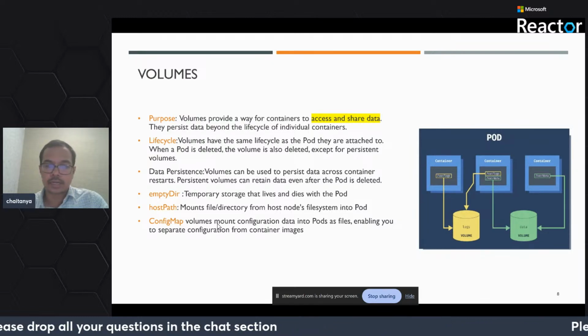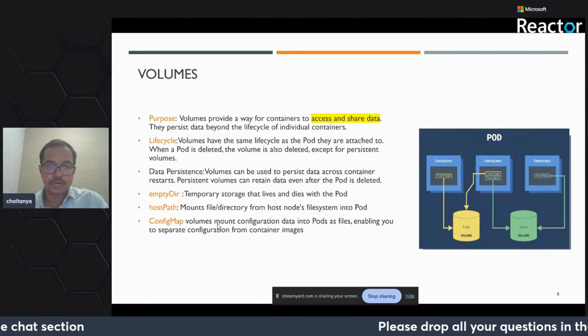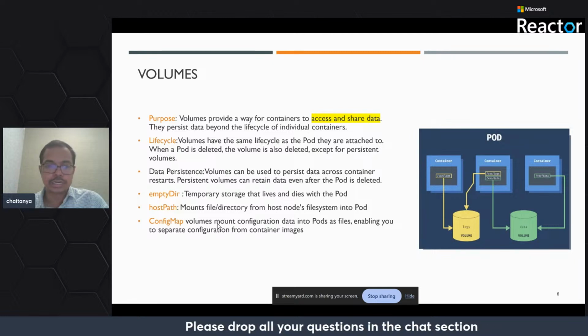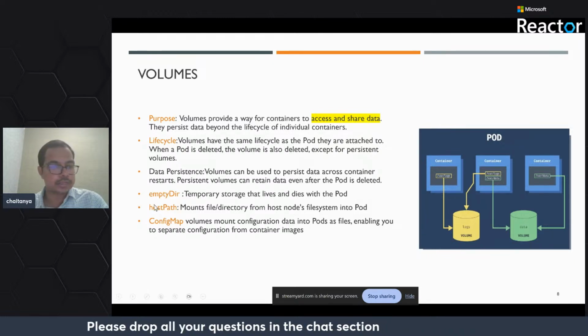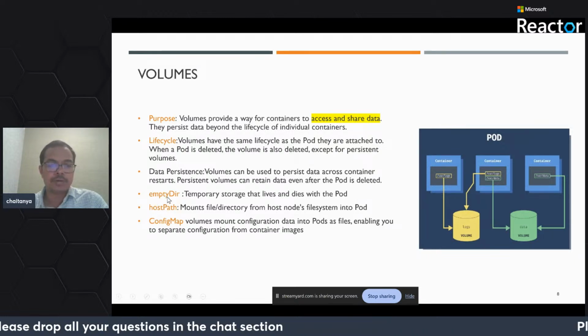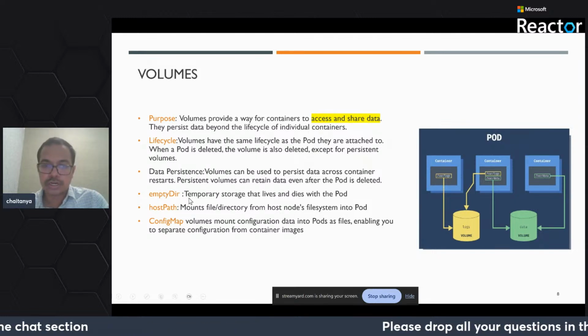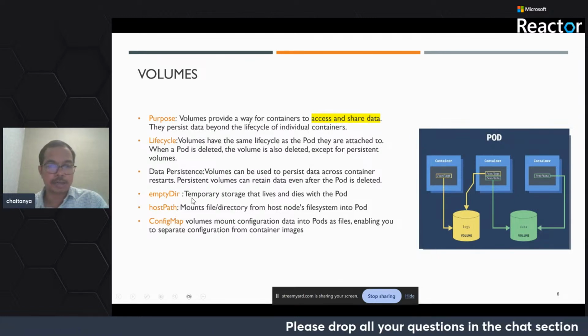And in the case where you want a permanent storage, then you would have to create a volume which supports data persistence. So these are the different types. Empty directory storage means that this will get deleted when the pod gets deleted, right? So it's like a temporary storage.